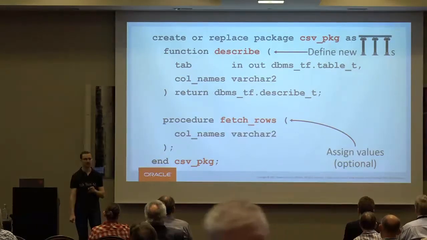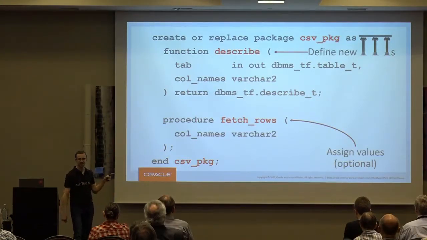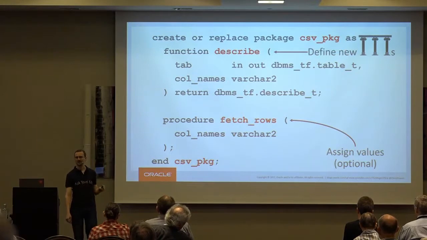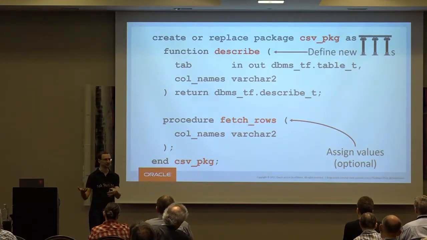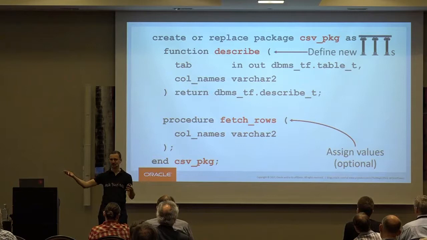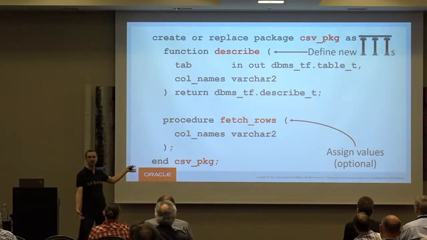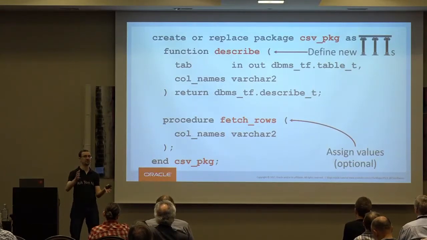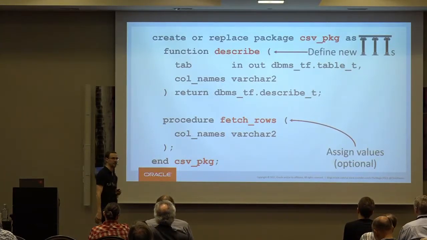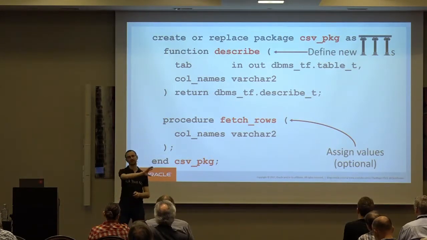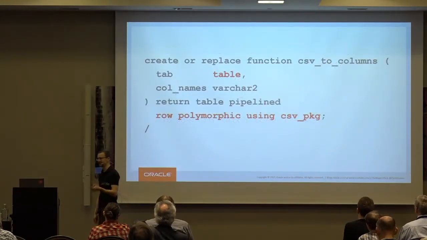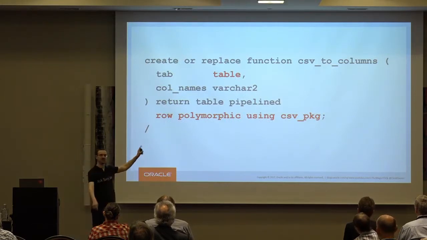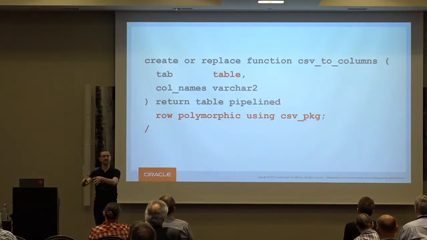Next is a fetch rows procedure. Technically, this is optional. You don't actually need it. But this is how you assign the values for each row for these new columns. I struggle to think of a real-world case where you wouldn't have this, but there we go. So this is the implementation of the PTF. Then to actually call it, you need to create the function itself. You can do it within the package, or you can create a standalone function like this. And we see we're using that package. So we're binding it to that package we've implemented, and it will pick up the implementation we've got for it.